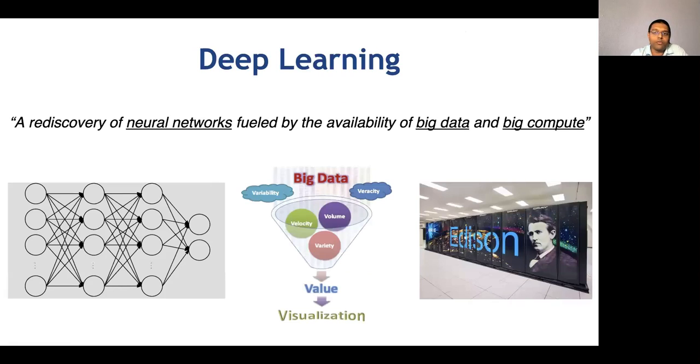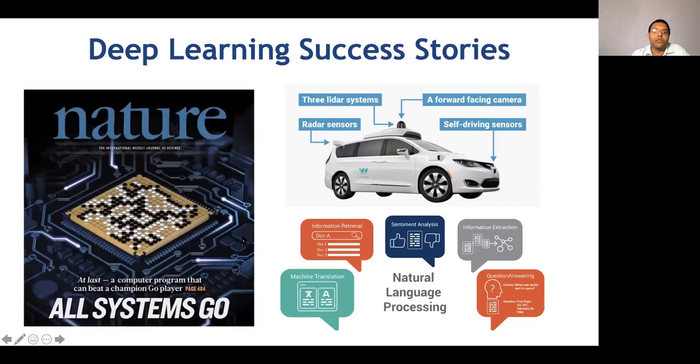And as most of you may know, it's a rediscovery of neural networks fueled by the availability of big data and big compute. And it has had a lot of groundbreaking success in a lot of different domains. I'm sure you've heard of its role in game playing and natural language processing and computer vision, self-driving cars. So deep learning is driving basically a lot of modern technologies nowadays.